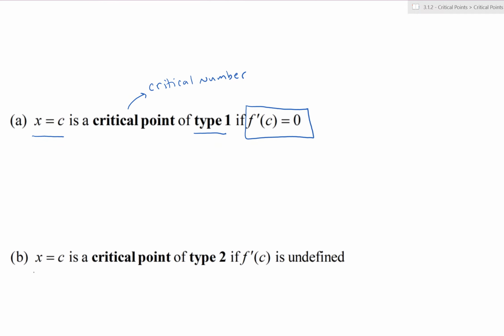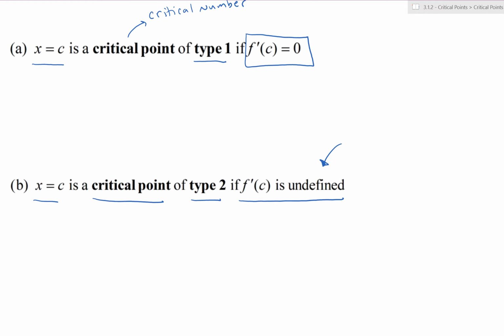We say that x equals c is a critical point, or a critical number, if you will, of type 2 if the function's derivative at this location c is undefined. In both of these cases, we need the function to be defined at the location of c, and you either have a critical point of type 1 if the derivative at this location is 0, and you have a critical point of type 2 if the derivative at this location is undefined. That's how we define them.